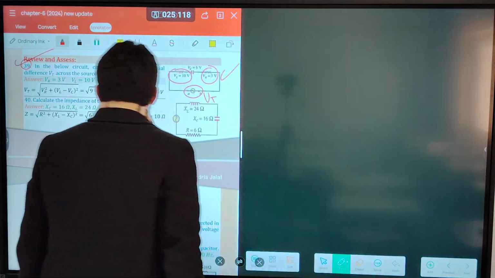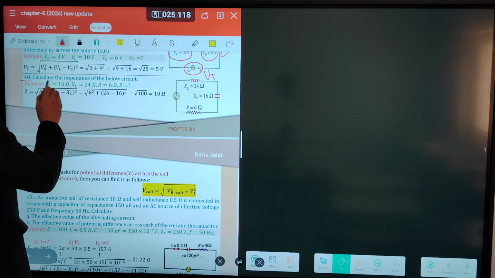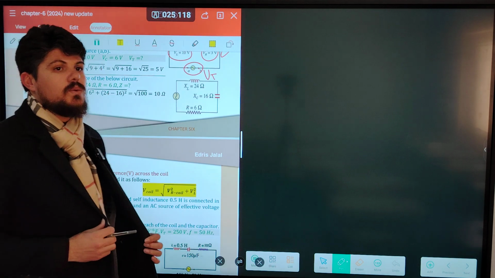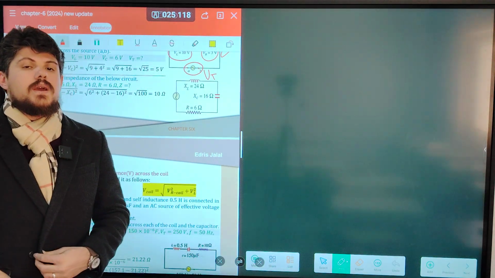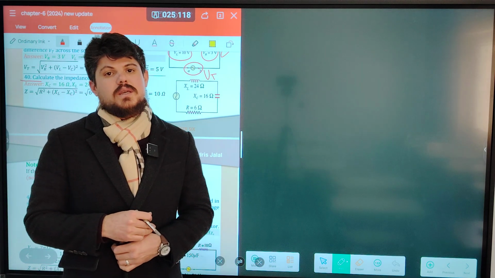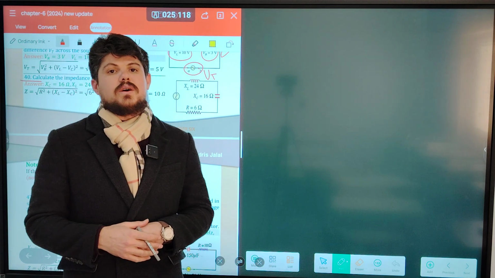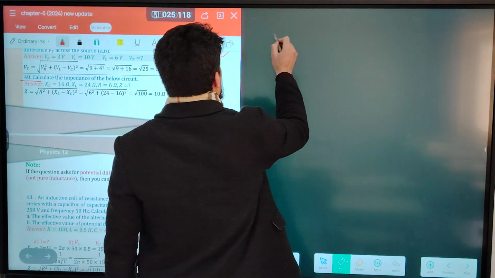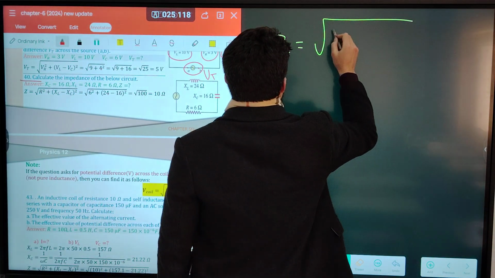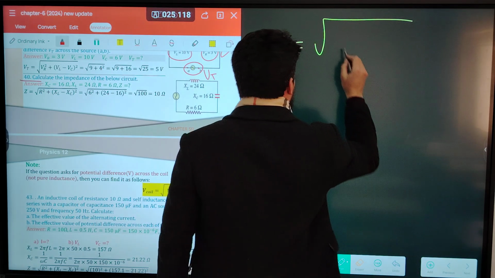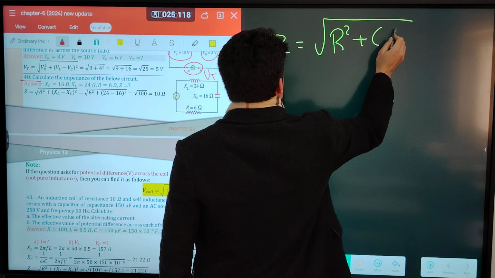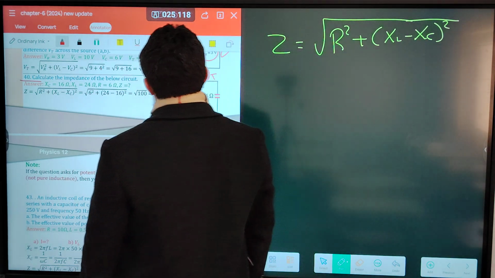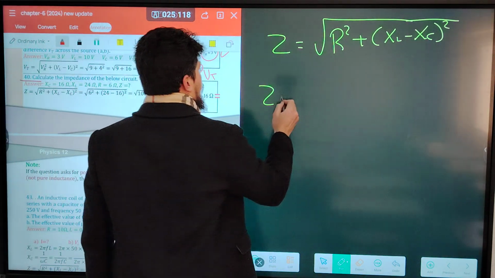Okay? Question 40. Calculate the impedance of the below circuit. What do you mean by impedance? Z. Capacitive impedance, XC. Inductive impedance, XL. Resistance, R. But impedance, Z. Z is equal to what, guys? Z is equal to the square root of R square plus XL minus XC square.